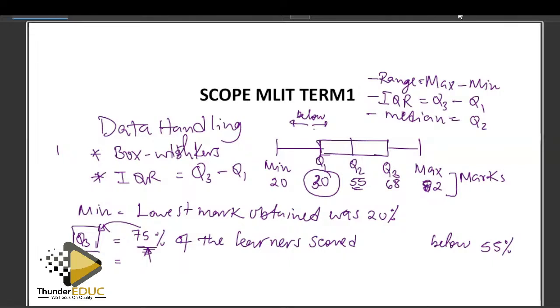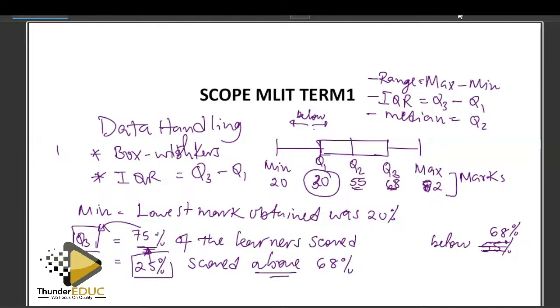They scored below. Now here you put the value of Q3. Here we said Q3 is what? 68. Now still you ask yourself, if 75% scored below, how many scored above? So 75 below, that means 25% scored or got a mark above 68%. This is the opposite of Q3 when we look at the right-hand side, which is what?